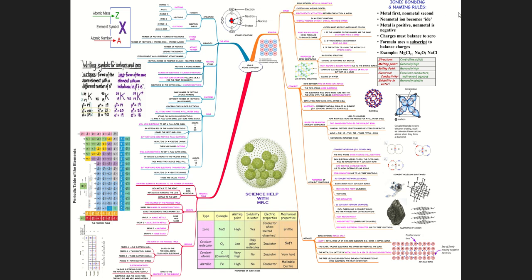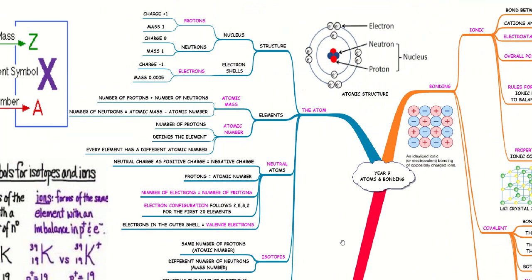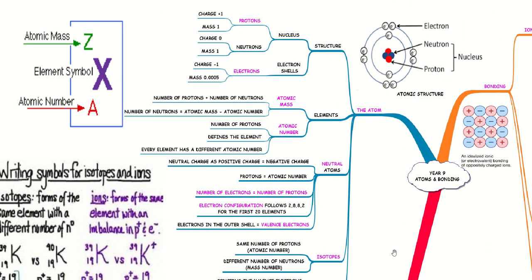Okay, here is the mind map for Year 9 Science on atoms and bonding. You can take a picture of the mind map now if you would like the whole picture. Otherwise, we're going to zoom in and have a quick chat. Right, so we zoom in. My idea is that you will follow along reading the various bits of information with or without my voice.